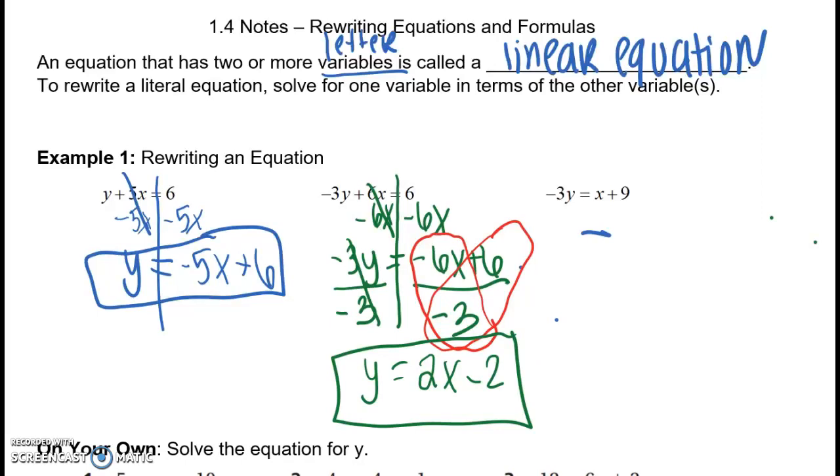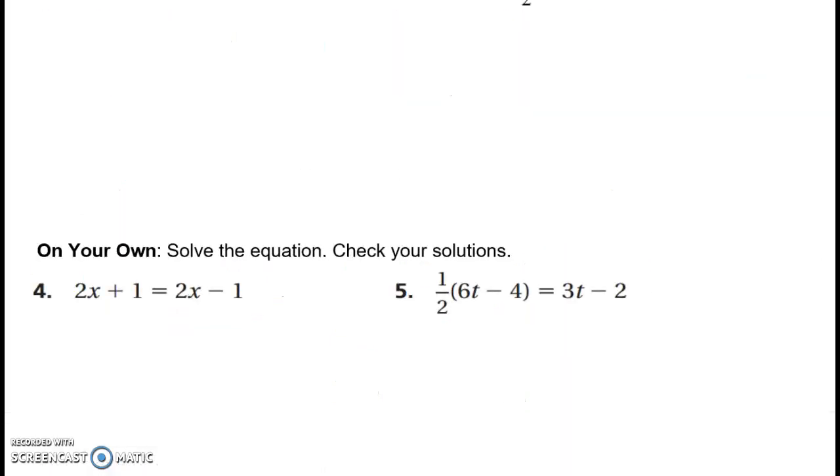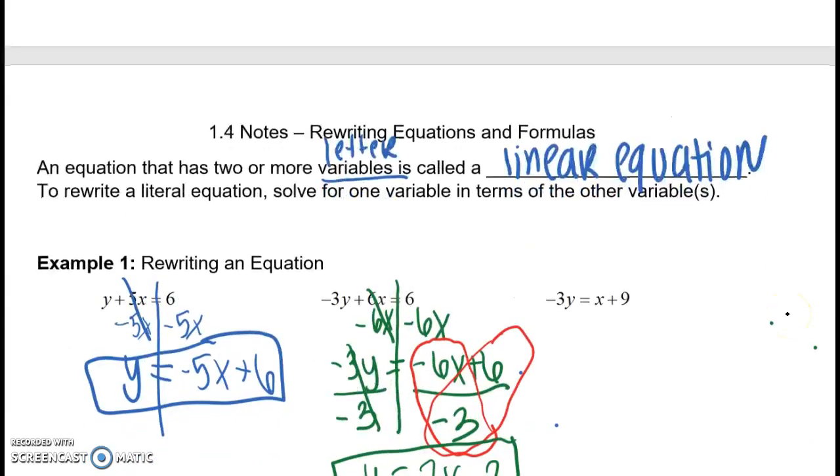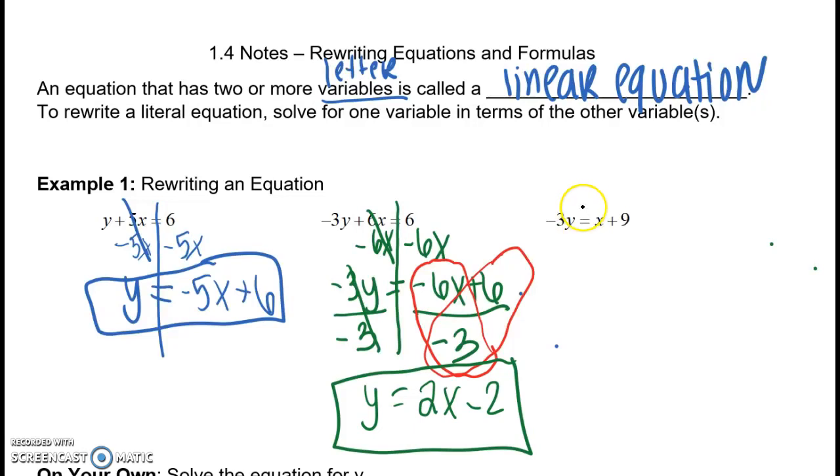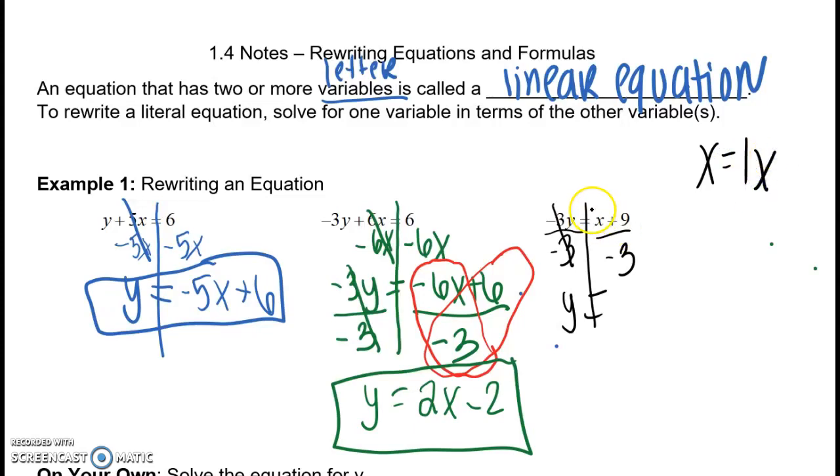Okay, so now we have the last one. What we're going to do is we want the y by itself. So in order to do that, these are attached through multiplication. So I'm going to divide each side by negative 3. The negative 3's cancel out. And if we recall, x is the same thing as saying 1x. So if you want to add a 1 in front of the x, you can. You're more than welcome to.